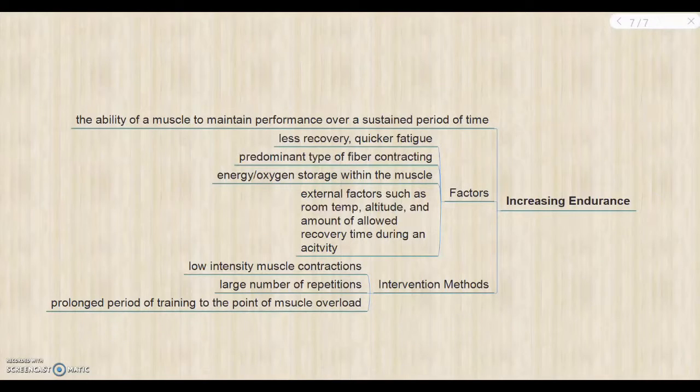So some intervention methods include low intensity muscle contractions, large number of reps, and prolonged period of training to the point of muscle overload. So with endurance, you're not focusing on using heavy weights, but it's more the number of reps than the amount of weight or force applied onto a muscle.